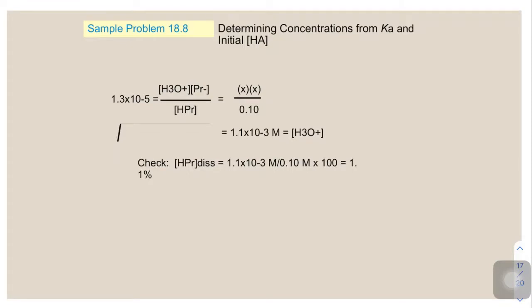After we neglect the x, we will have Ka equal to the concentration of the H3O+ multiplied by the concentration of the Pr minus over the HPr concentration, which is equal to x squared over 0.1 only, no more minus x. Then solve the x value. Lastly, we get x equal to 1.1 times 10 to the negative 3 molar, and this is actually the concentration of the H3O+ that the question asks us to calculate.